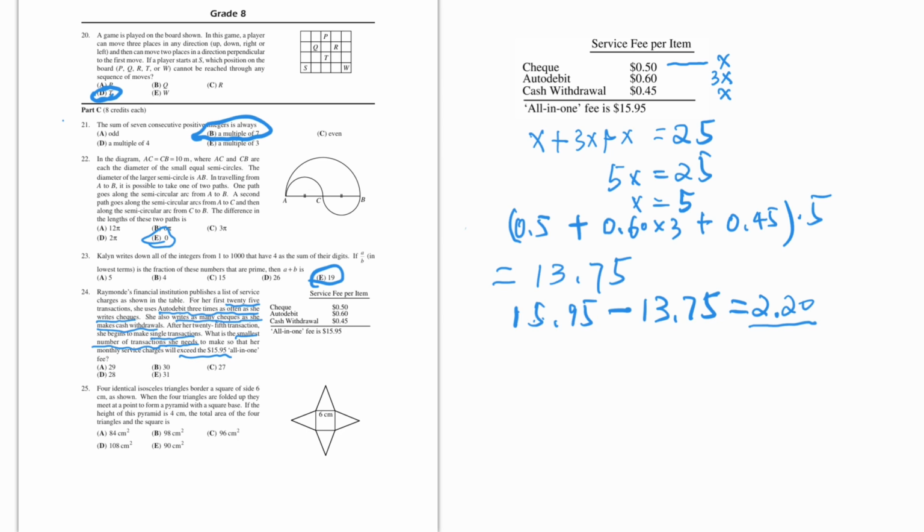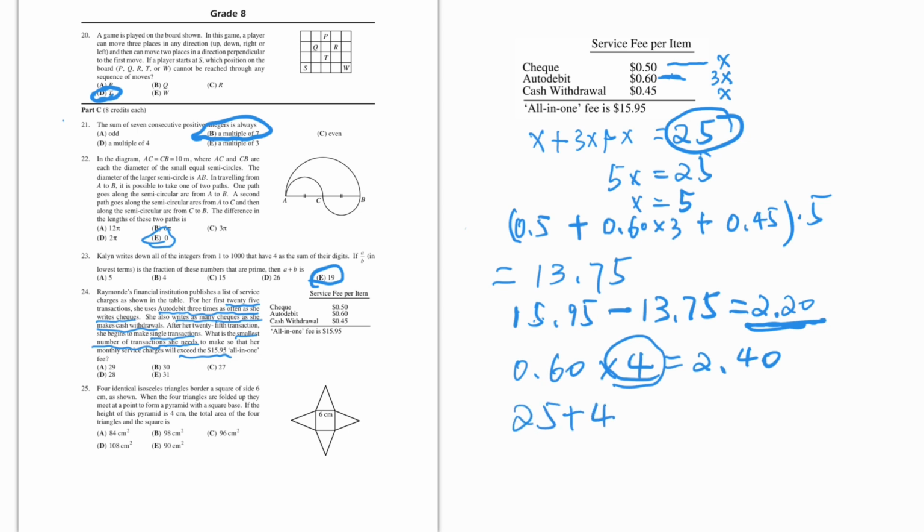So the difference we still have is $2.20. Because she wants the smallest number of transactions, she must use the expensive auto debit. Auto debit one time is 0.60, to exceed 2.20. So times 4 gives us 2.40, which already exceeds 2.20. So the total number of transactions is the first 25 plus 4 single transactions. 25 plus 4, that's the smallest number of transactions she needs. That's 29. So the answer is A.